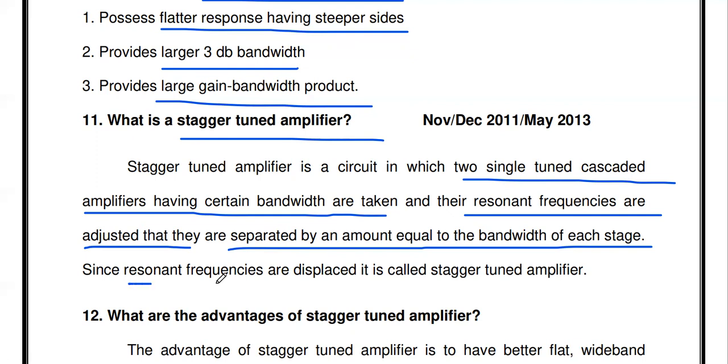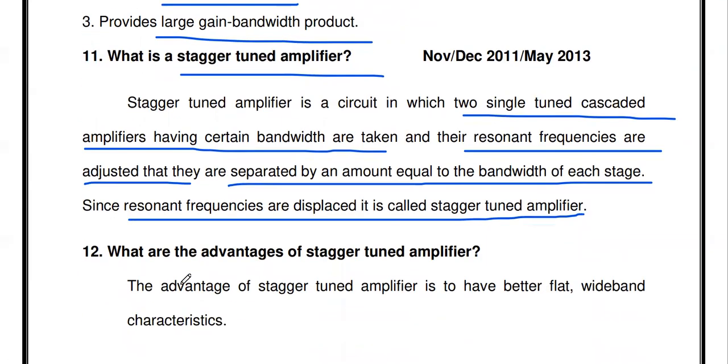Since the resonant frequencies are displaced, it is called stagger tuned. So a stagger tuned amplifier is a circuit in which two single tuned cascaded amplifiers having a certain bandwidth are taken, and their resonant frequencies are adjusted so that they are separated by an amount equal to the bandwidth of each stage. Okay, so this is the stagger tuned amplifier.